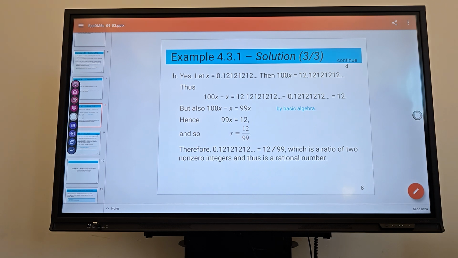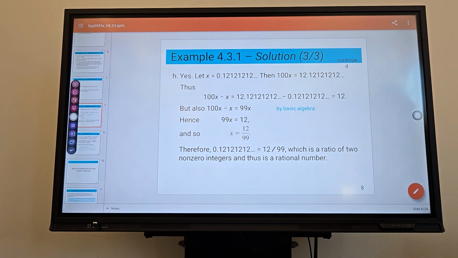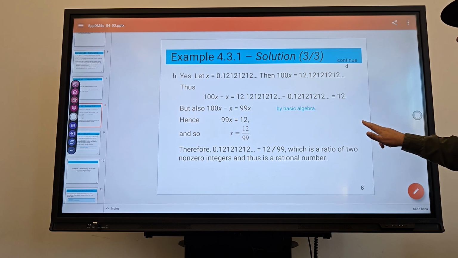Okay, so yeah, 0.121212 is 12 over 99. So it is a ratio of two integers with a non-zero denominator, and thus is a rational number.